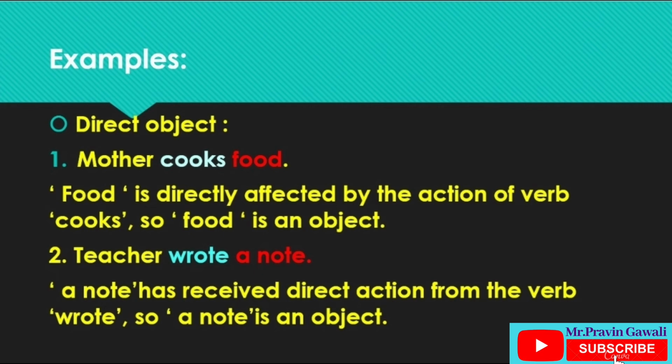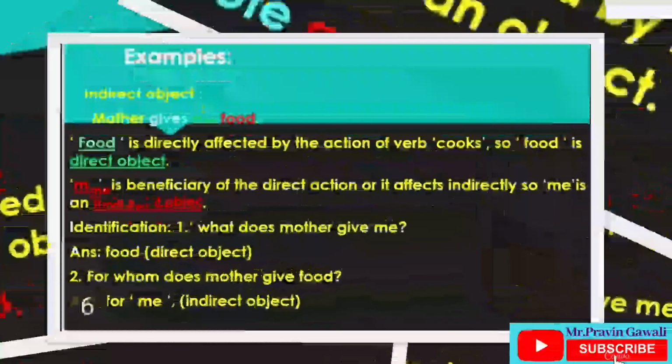The next example. Teacher wrote a note. Teacher is a subject here. Wrote is a verb here. And you can ask again a question here. What did teacher write? The answer will be an object. Teacher wrote a note. So here in this sentence, a note is an object. Have you understood now? Very good. Now let's move forward.